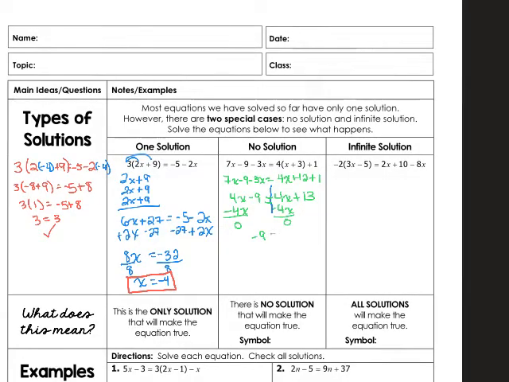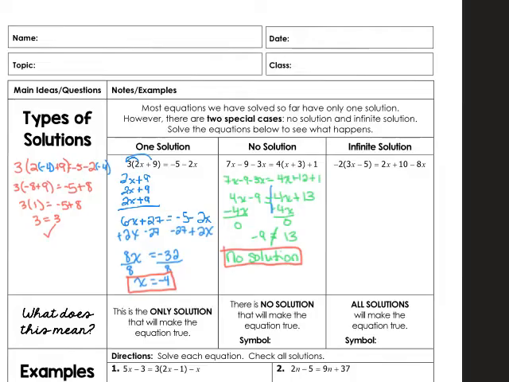So once these are completely 0 and gone, what am I left with? I'm left with negative 9 equals 13. There is no point in adding 9 to both sides to get all the unit tiles on the other side. The point is that negative 9 is not equal to 13, and therefore there is no solution. We lost our x's. So there is no value for x that exists that will ever make that statement true. The final answer is no solution.